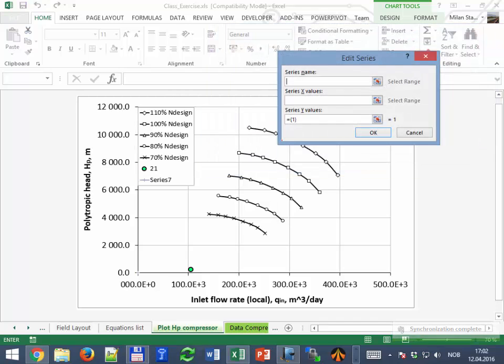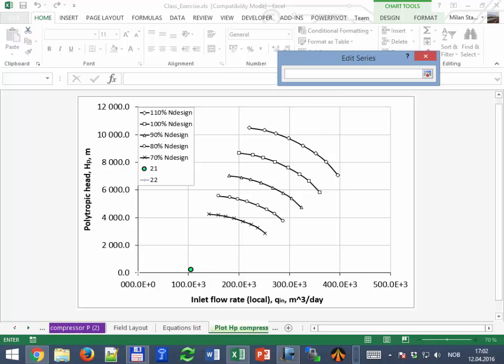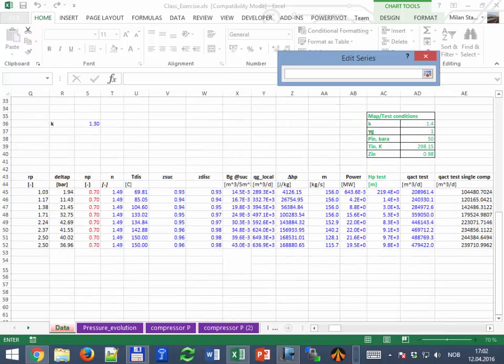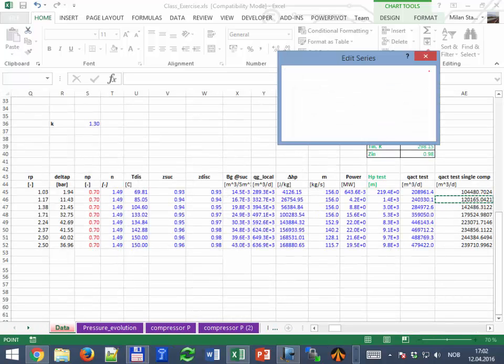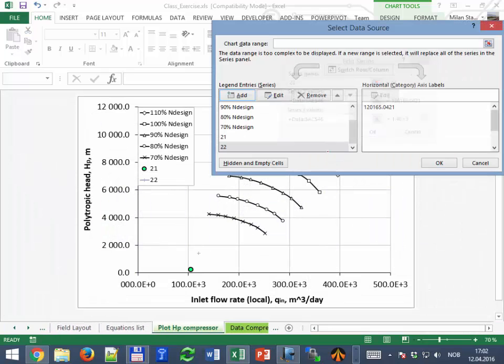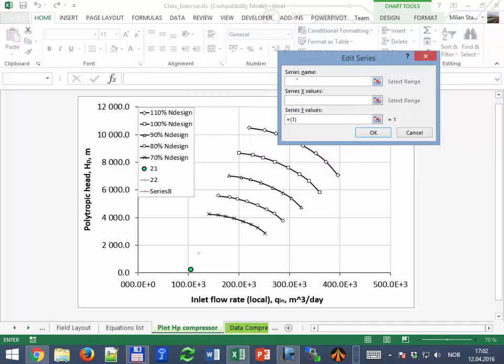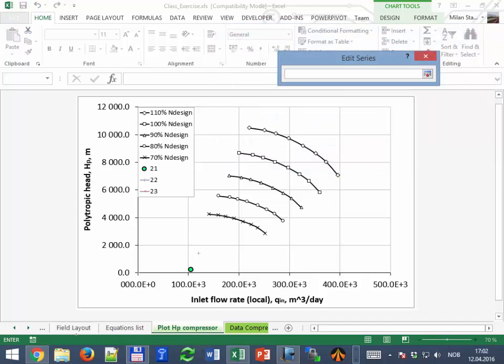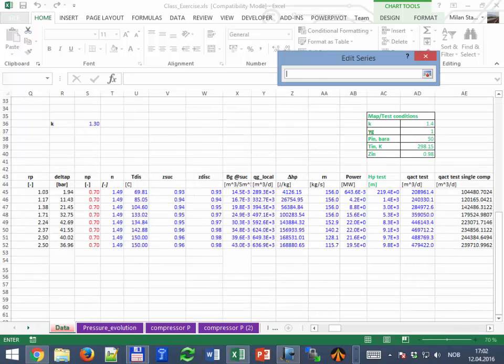Okay, then one more, 22. We go to our, we take this, and we take this. Then we go one more, 23. This class is the perfect example how not to do things.